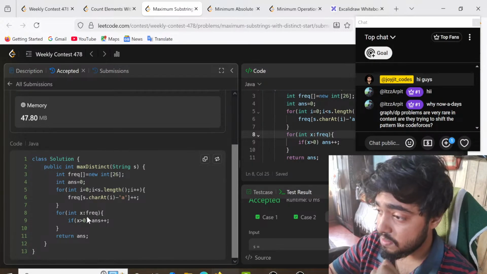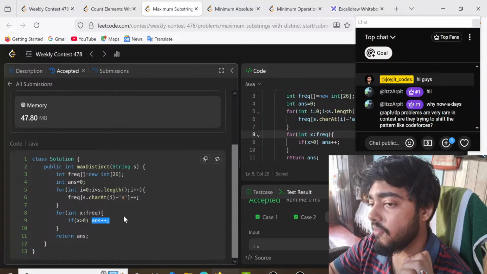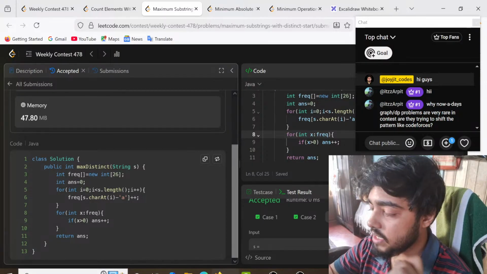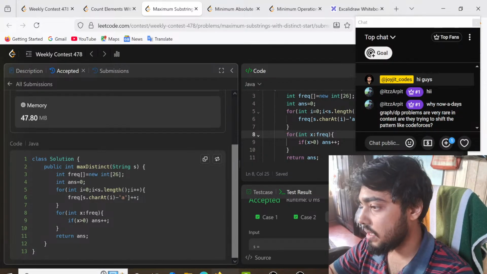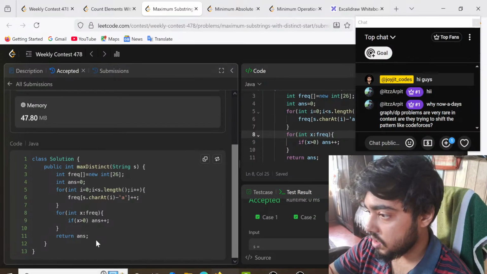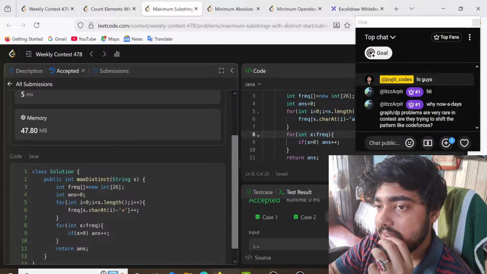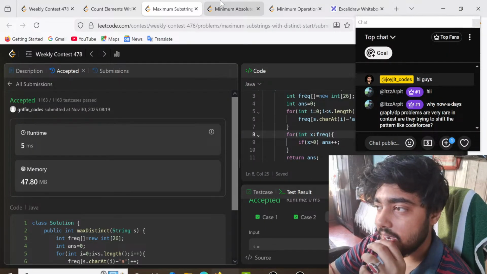That means that element is present, then answer plus plus. So the answer is basically nothing but the number of letters in the English alphabet that are present in the string. In simple words, and you have to make it distinct also. One more thing, that should be distinct. So this is it for the second question.